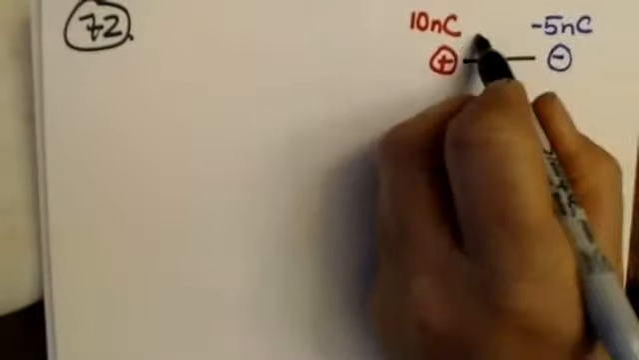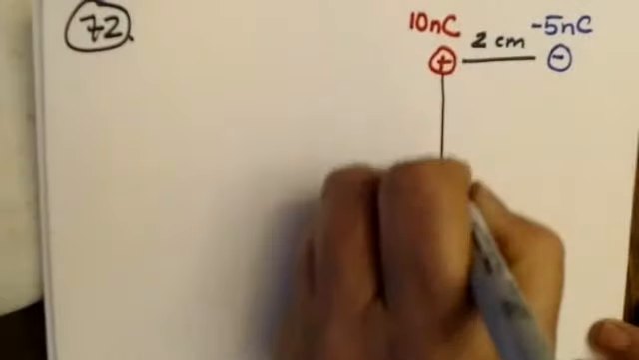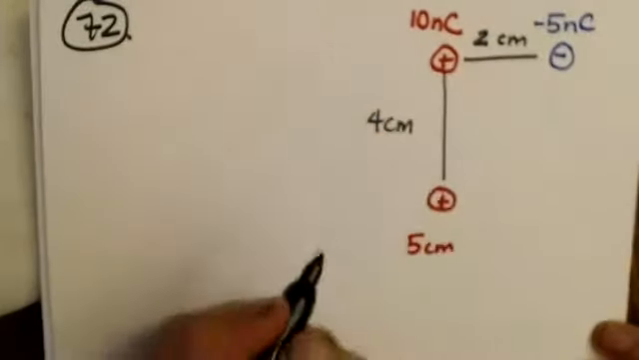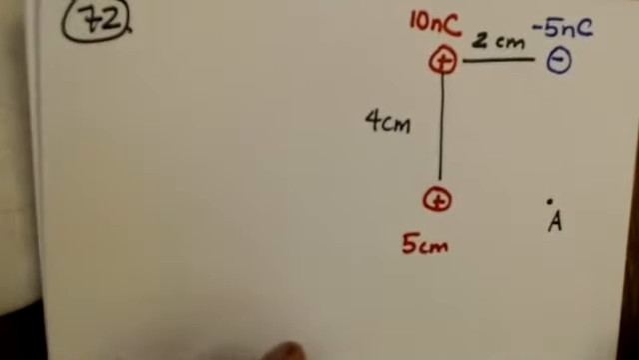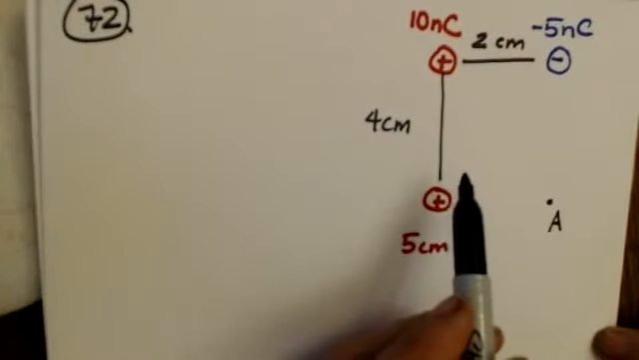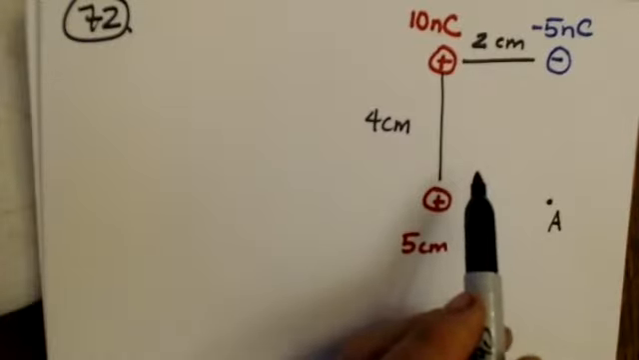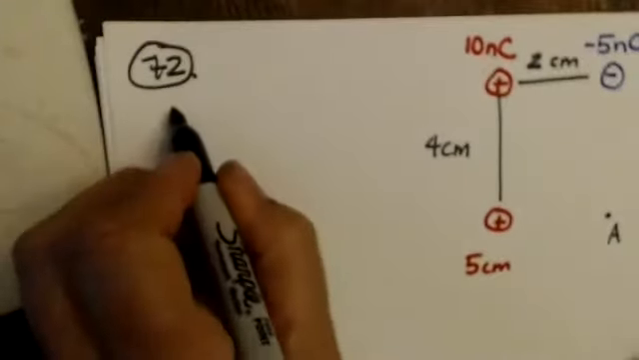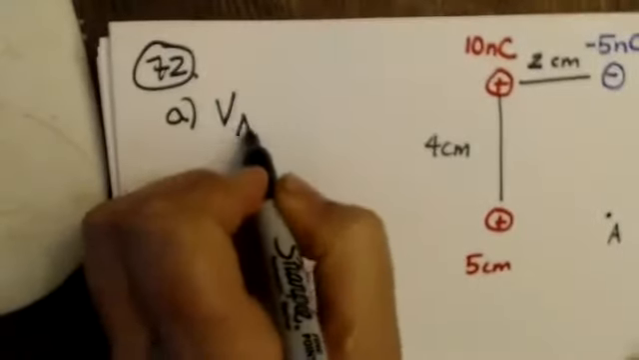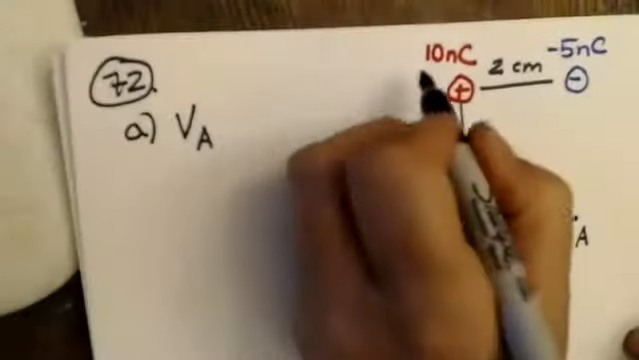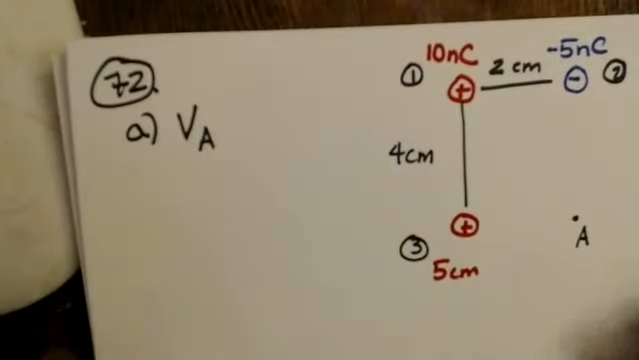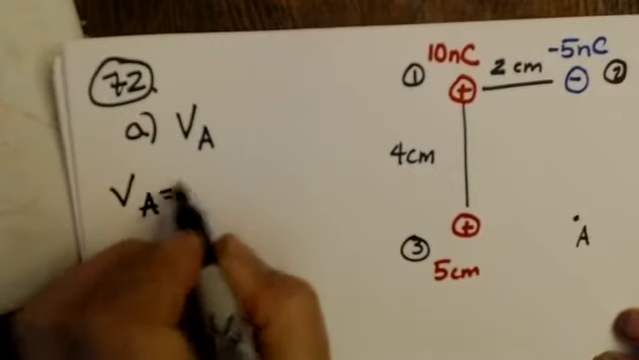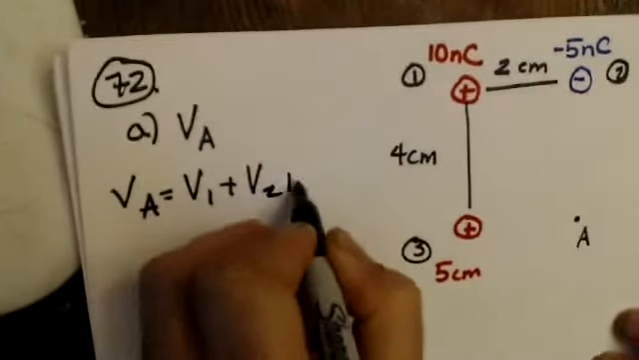This distance here is 2 centimeters. This is 4. And my point A is right here. All right, so it looks a lot like the picture we just had, just some of the different sizes are different, and then we've got a negative charge. So the first part says, what is the electric potential at point A? So it's just like what we did. I want to find the potential at point A. So let's number these again, 1, 2, and 3. Okay, so it's going to be just like what I had. V at A is equal to V1 plus V2 plus V3.